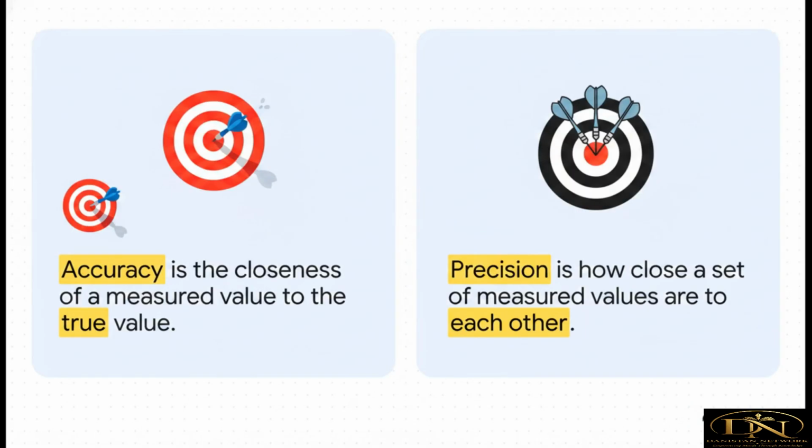Accuracy is all about being correct. How close did you get to the actual true value? Precision, on the other hand, is all about consistency. How close are your measurements to each other? And believe me, you can definitely have one without the other.